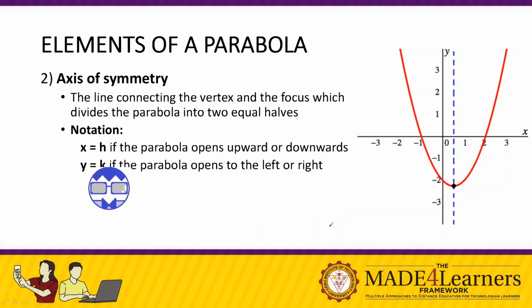So we have two notations here. x = h whenever the parabola is opening upwards or downwards. In this case, this is opening upwards, so our axis of symmetry is x = h. If it's opening left or right, it's y = k.